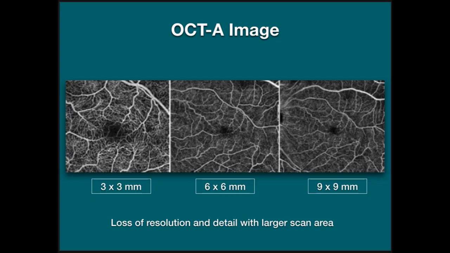So the Nidec can take any size area from 3x3mm up to 9x9. However, as we increase the scan area, we do lose a little bit of resolution of the image. As we can see on the left-hand image around the foveolar avascular zone, we can see a lot of detail of the capillaries. As we move to a 9x9 image, we lose a lot of that fine detail. However, we gain a larger area of retinal assessment.